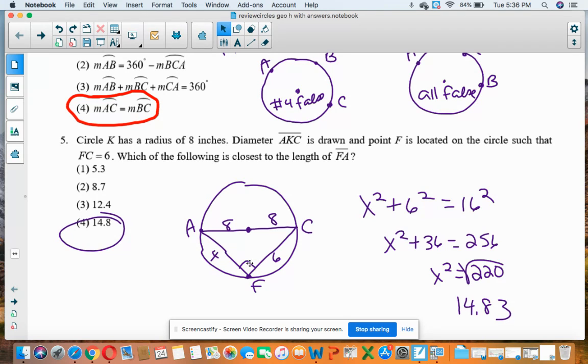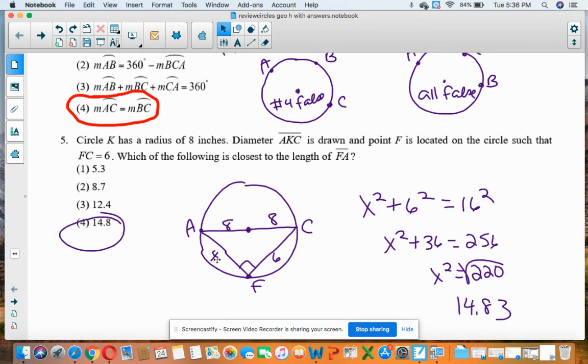And remember, anytime I have a triangle inscribed in a semicircle, it has to be a right triangle. This angle F right here is an inscribed angle, and it intersects this arc, which is a semicircle. Since the semicircle is 180, that's what makes that a right angle. Since it's a right angle, I just use my Pythagorean theorem in order to find that missing side.